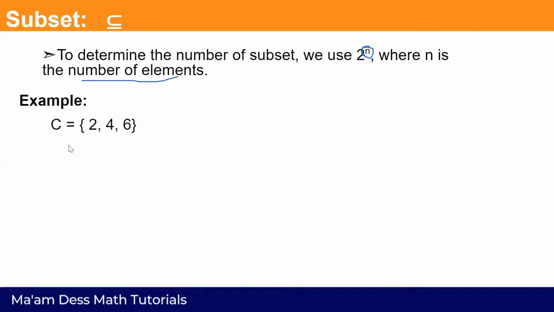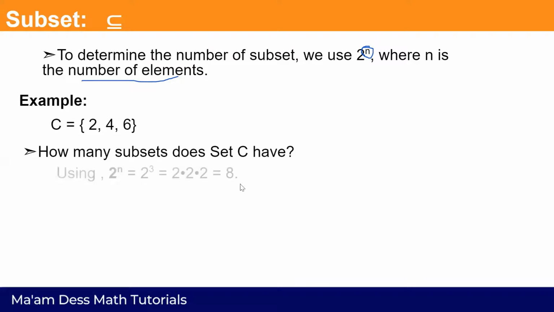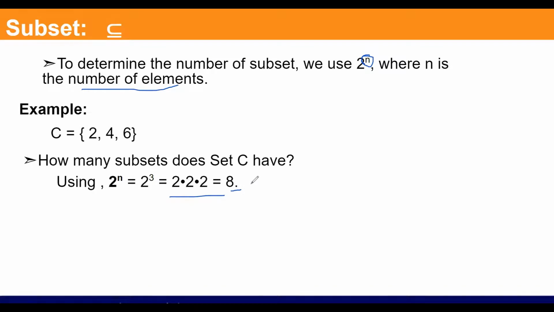Example, set C contains 2, 4, and 6. How many subsets does set C have? We will use 2 raised to n. Count the number of elements. We have 2, 4, 6. So count the number of elements: 1, 2, 3. Substitute 3 to n in 2 raised to n. So we have 2 times 2 times 2, then we have 8. Again, 8 subsets.